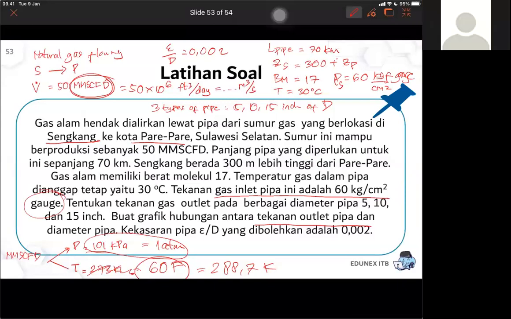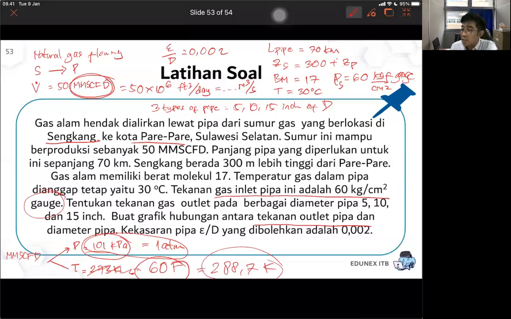Yes, sir. Yep. So MMSCFD is calculated at around 101 kPa, kilopascal, so around 100,000 Pascal, and 288.7 Kelvin. That's the condition to calculate the MMSCFD. But you know the actual condition, the pressure is 60 kilogram force per square centimeters, and the temperature is 30 degrees C.